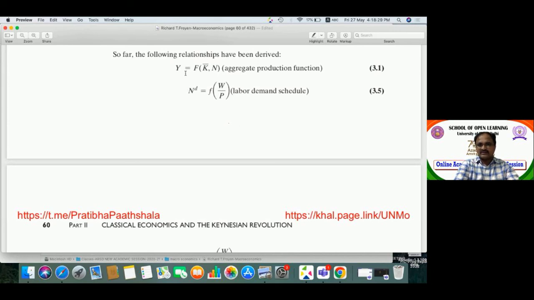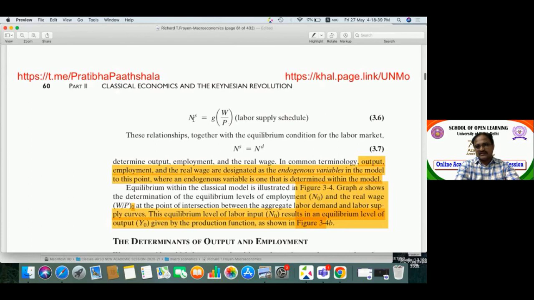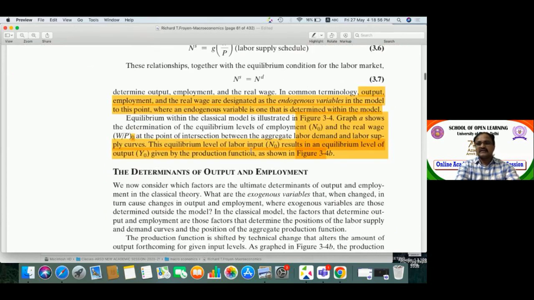ND, the labor demand curve. So the labor demand curve depends upon the real wage rate. At a lower wage rate, more labor is demanded. And NS is the labor supply curve, which also depends on the wage rate, W by P. So where is the equilibrium point? Where aggregate demand and aggregate supply are equal at a particular point. You can call that the classical theory equilibrium point.